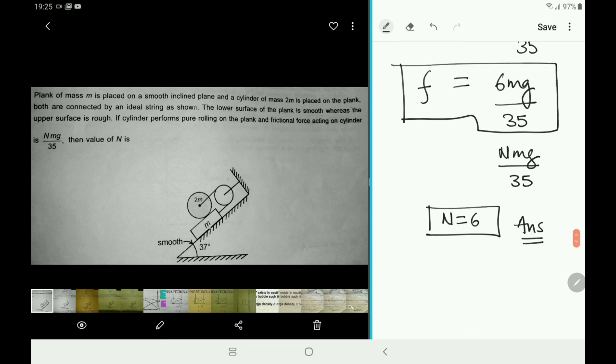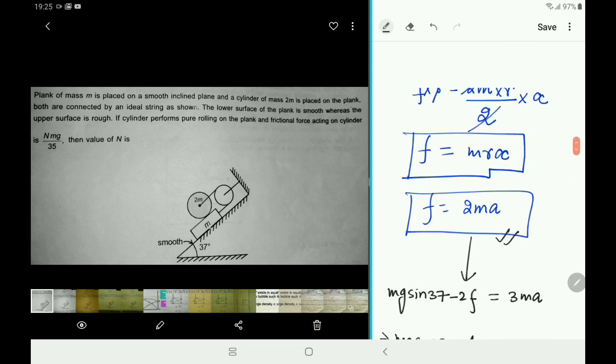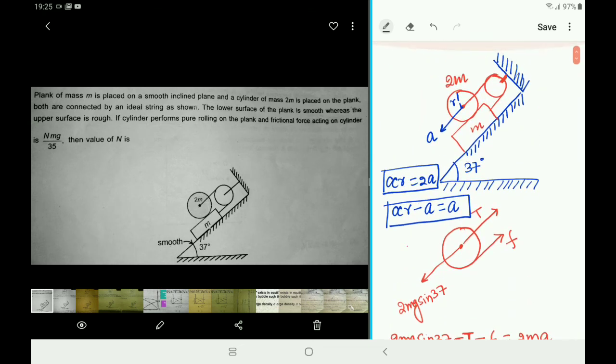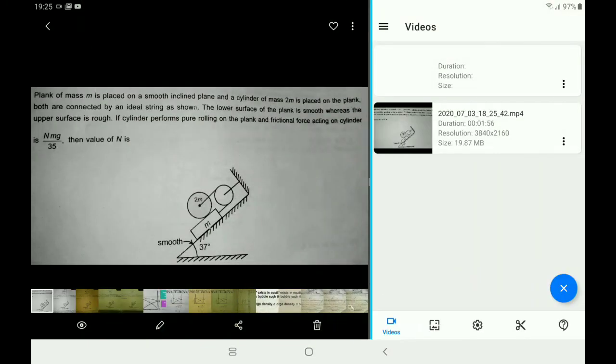This problem is more likely to come in your Mains and Advanced. If you are able to write this constraint and the torque equation on the cylinder which is rotating, I don't think this problem will be very tough for you, but it is a very good revision problem because it involves the concept of rotation as well as Newton's laws and constraint motion. See, the surface on which rolling is occurring is also moving.